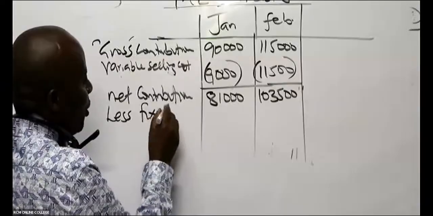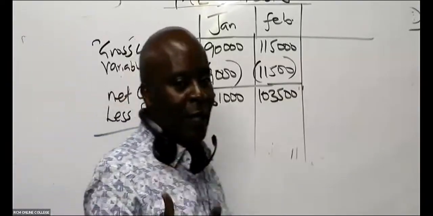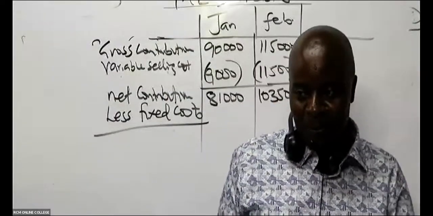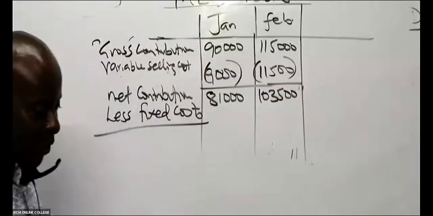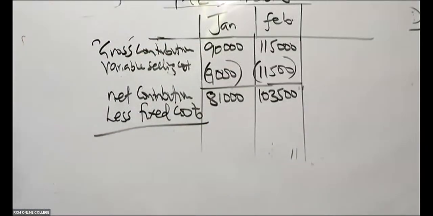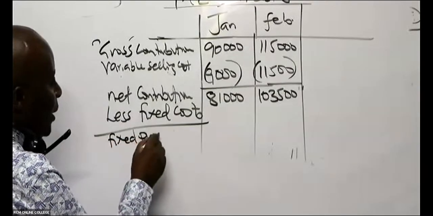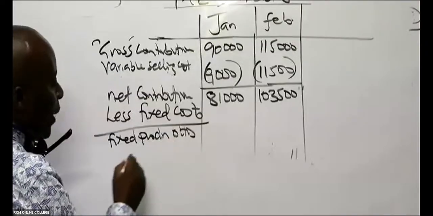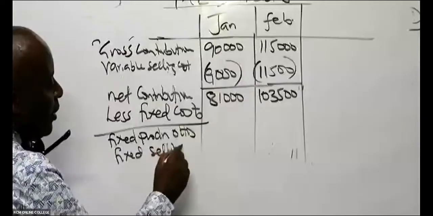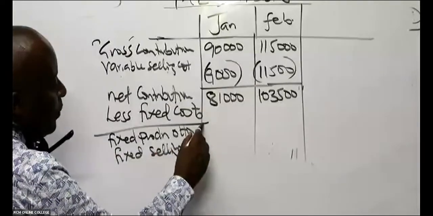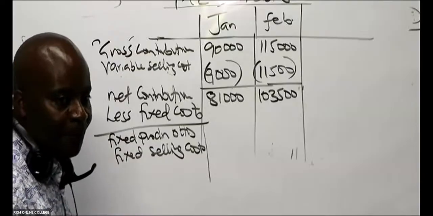And they are normally two, most of the times. Because you see now, all along, we haven't captured fixed costs. So we have two in this case. We have fixed production overheads, and then we have fixed selling costs. Those two. So is there somebody who can see fixed production overheads?